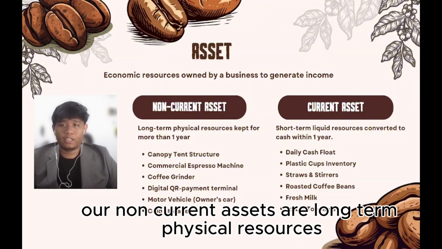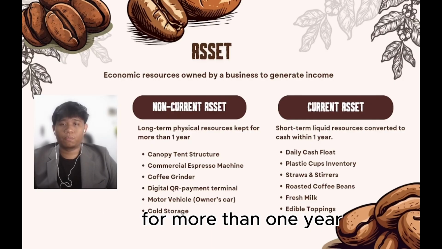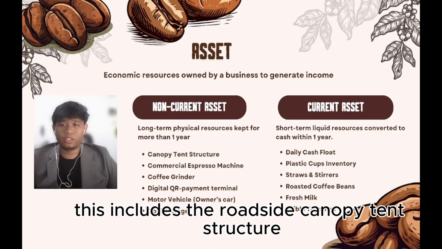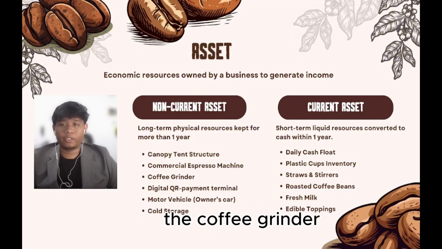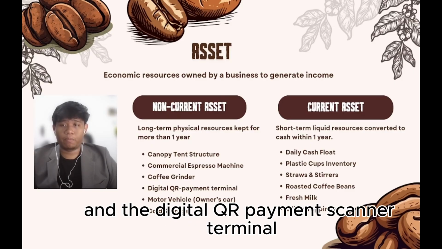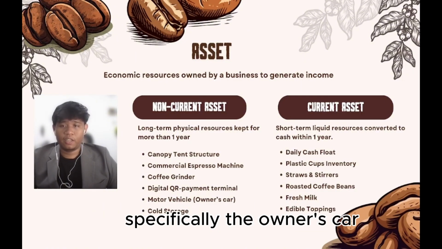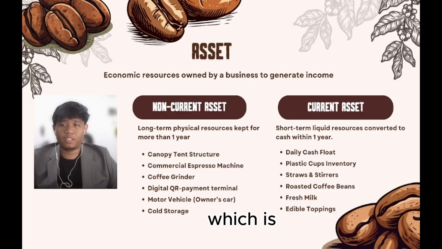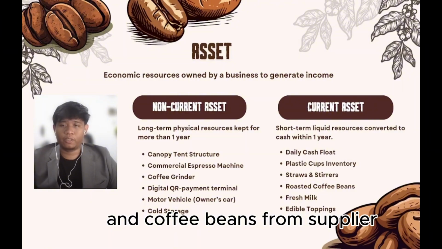Our non-current assets are long-term physical resources intended to support the business for more than 1 year. This includes the roadside canopy tent structure, the commercial espresso machine, the coffee grinder, and the digital QR payment scanner terminal. Crucially, it also includes a motor vehicle, specifically the owner's car, which is heavily utilized to travel and fetch raw materials and coffee beans from supplier.